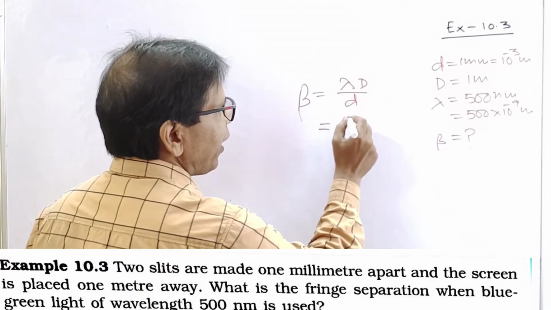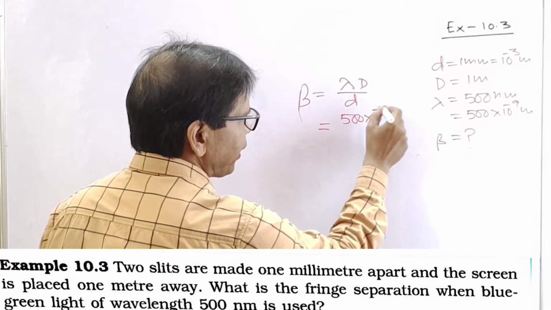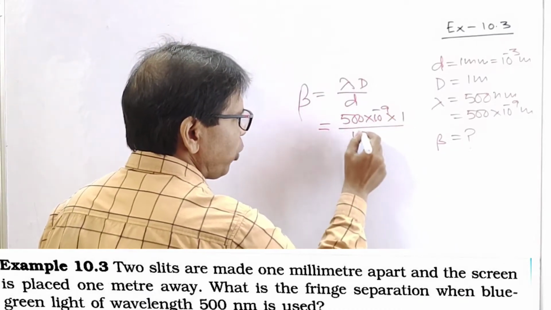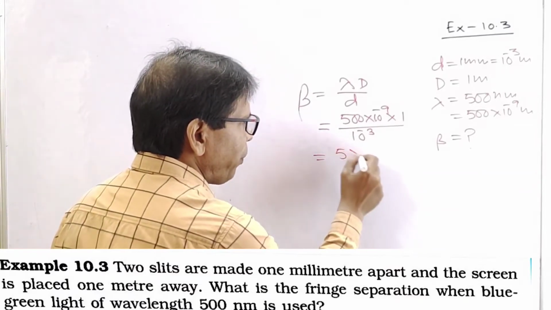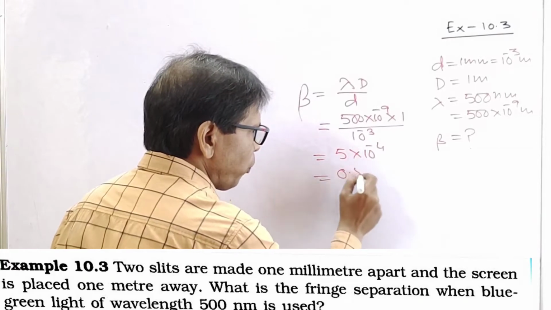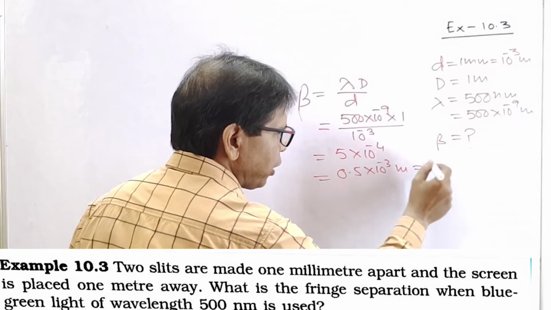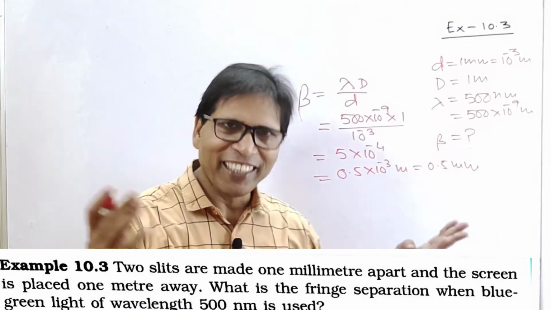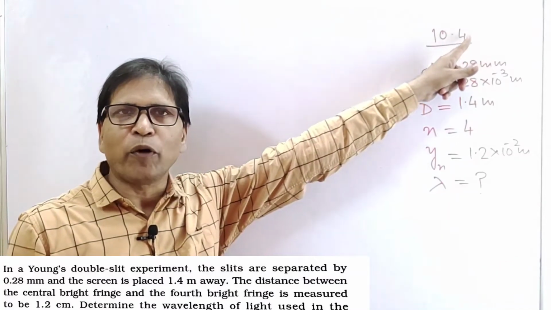Look at this, here lambda equals 500 into 10 to the power minus 9, capital D is 1 meter, and small d is 10 to the power minus 3. So this is 5 into 10 to the power minus 4, so this is 0.5 into 10 to the power minus 3 meter, that is 0.5 millimeter is the fringe width. Okay, next.